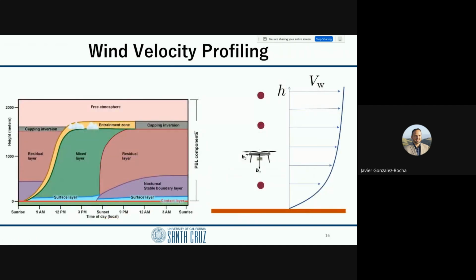So great. But now, what about if we're trying to understand how wind is changing in the planetary boundary layer? Hovering at fixed heights is not efficient, considering that we have limited battery power. So the question is, can we profile wind velocity while flying vertically, while ascending at different steady rates?